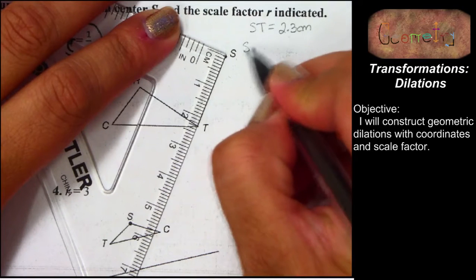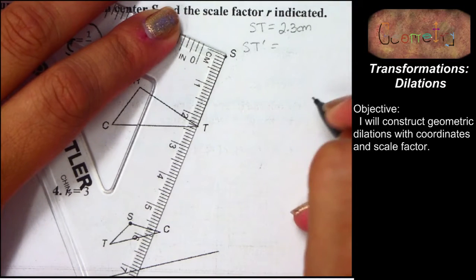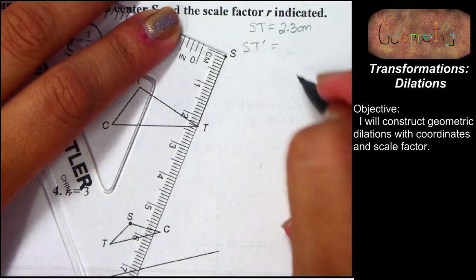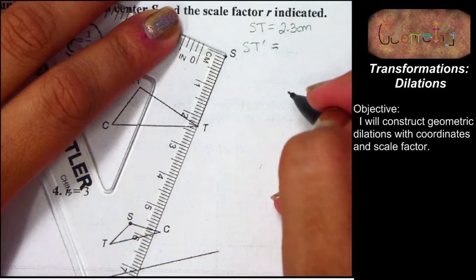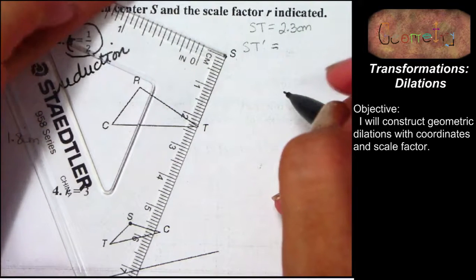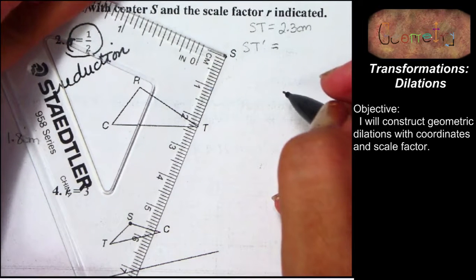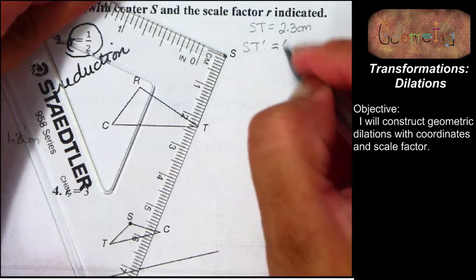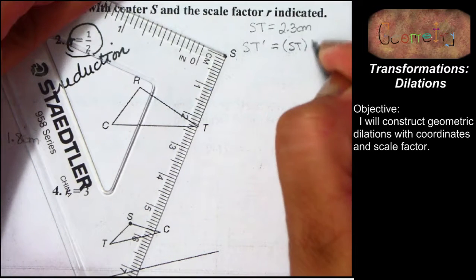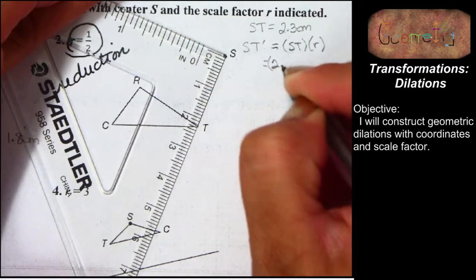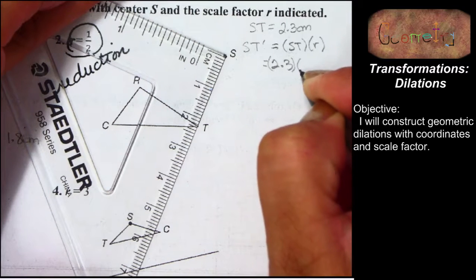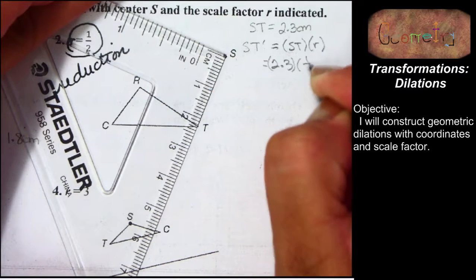I need to find now the length of line segment ST prime, because T prime is the location of T after you have completed the dilation. So we'll say T prime is the location of T under dilation, scale factor 1/2. We're going to find that by taking the distance of ST and multiplying it by our scale factor. ST was 2.3, that's what we had measured before, and the scale factor is 1/2.